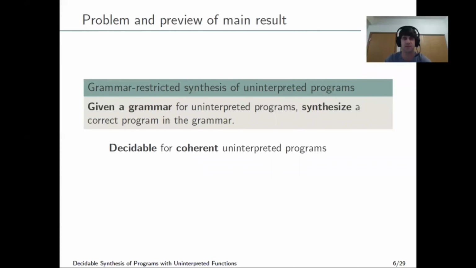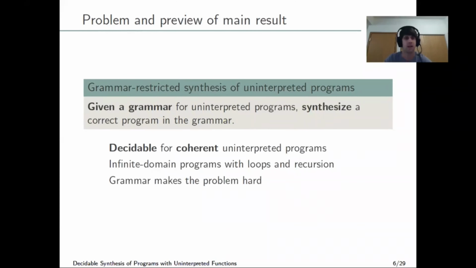The problem's decidable for a subclass called coherent uninterpreted programs. This is a fairly technical restriction, which I won't talk about here, but you're welcome to see the paper for some examples. The programs we synthesize are infinite domain programs with loops and recursion. I also won't talk about recursion, but please see the paper if you're interested. And including a grammar in the definition makes the problem hard. There are lots of trivial uninterpreted programs which are correct. For example, those that don't have assertions. So the grammar crucially makes the problem hard.